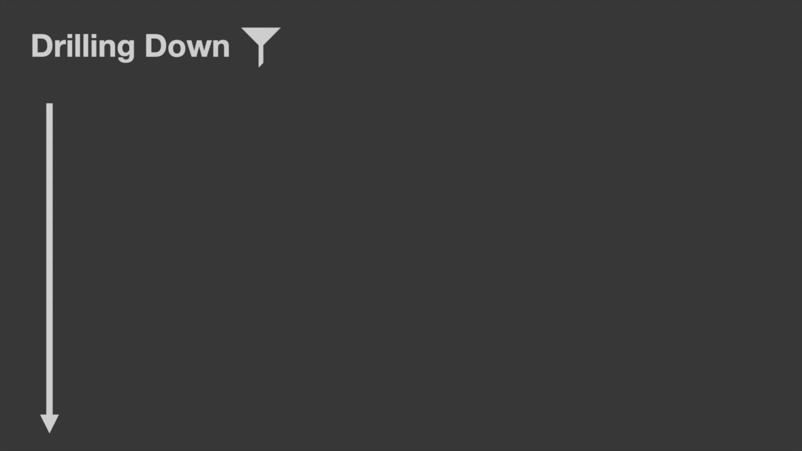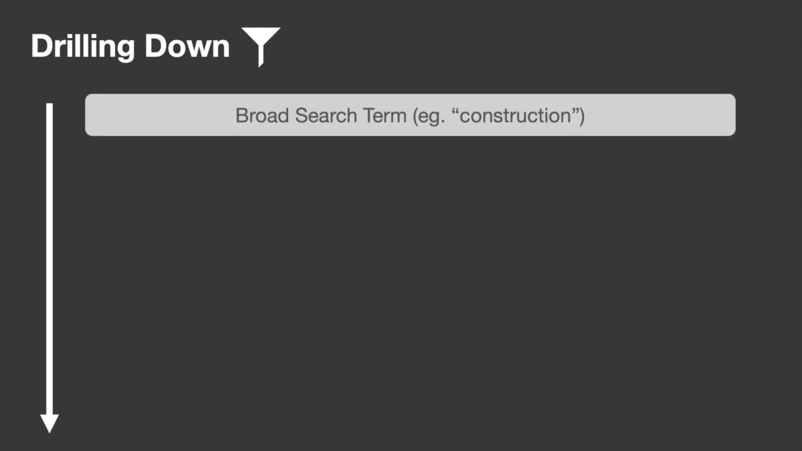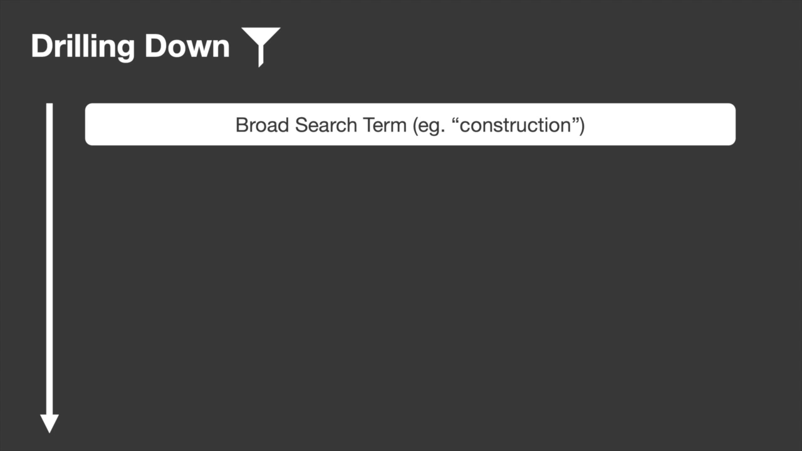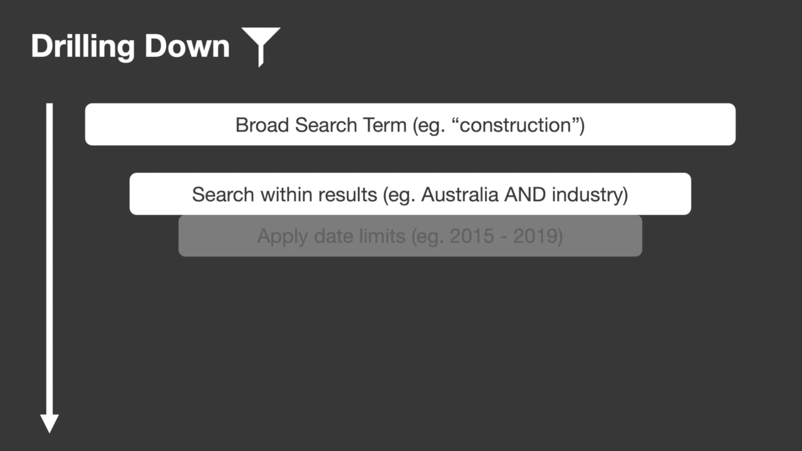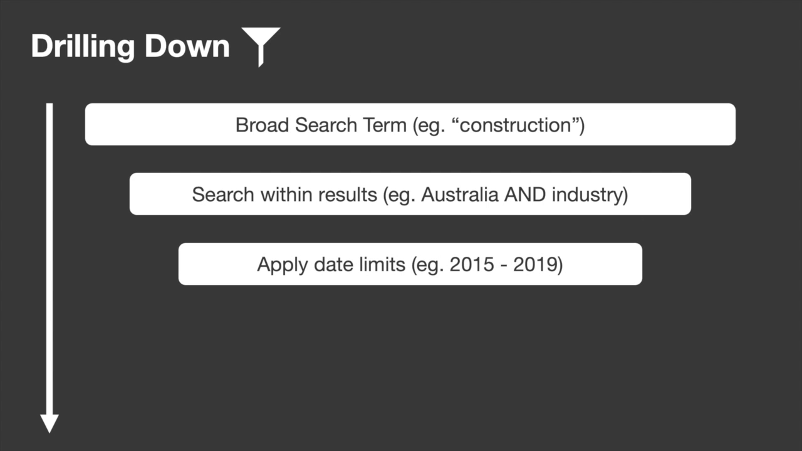The first thing you do when drilling down is start with a really broad search term. Think about the term that will give you the most results possible. Then search within those results by using AND to narrow the number of articles you've got down further. Then think about the date limits that you want to apply. It's really important to think about date limits when you're doing research, because if you're interested in the history of a company, you might want a longer date limit. But if you're only interested in the current status of a company, older articles are less relevant.